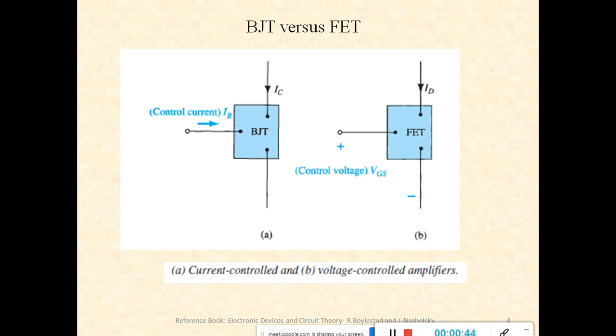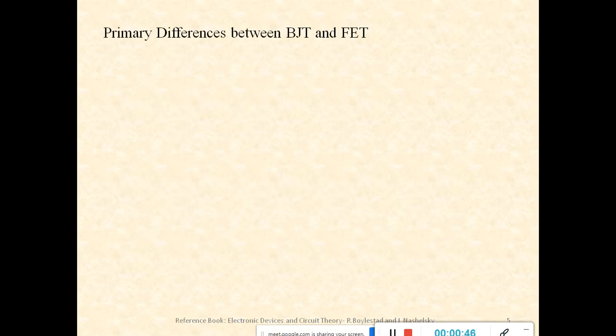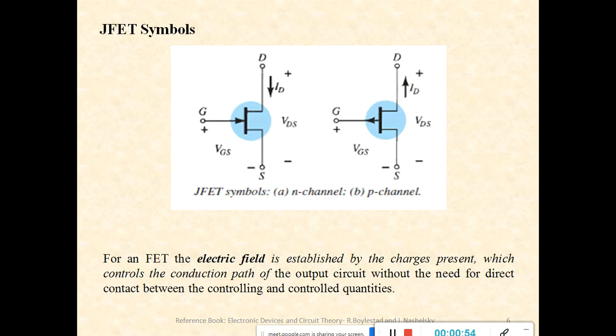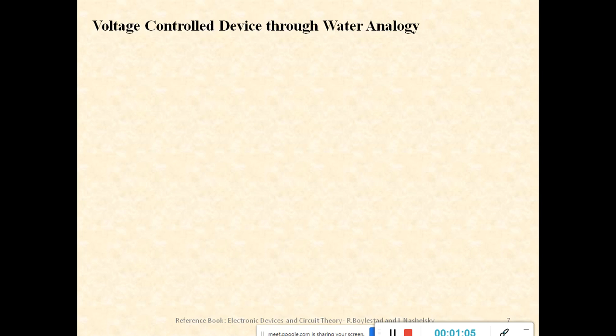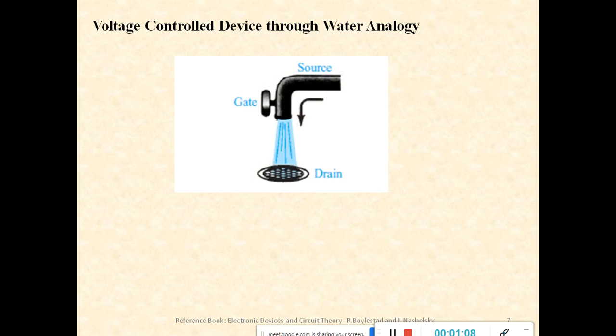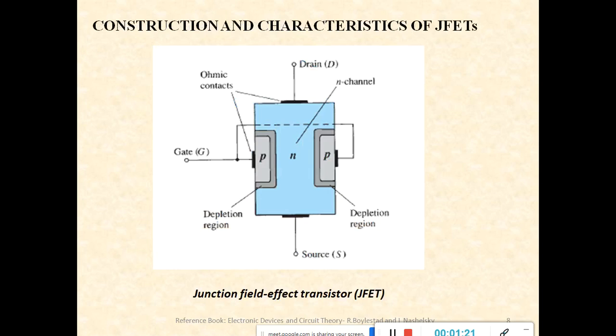BJT is a current controlled device, whereas FET is a voltage controlled device. Okay, we had also looked at the primary differences between BJT and FETs. Then we also looked at the symbols for N channel and P channel JFET. Well, JFET stands for junction field effect transistor. And there was a nice water analogy that explained how voltage actually controls in a JFET. Okay, so it is the voltage that is being applied at the gate that actually controls the current that flows from source to the drain.